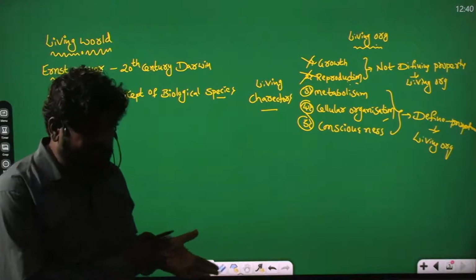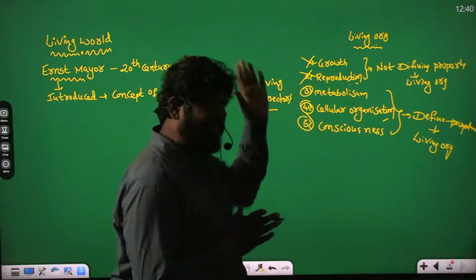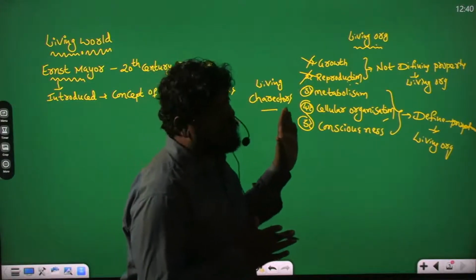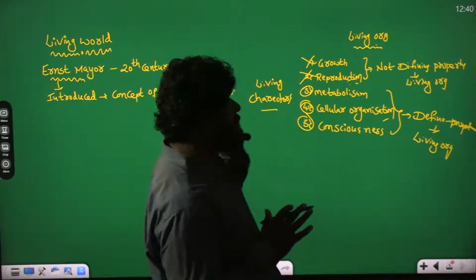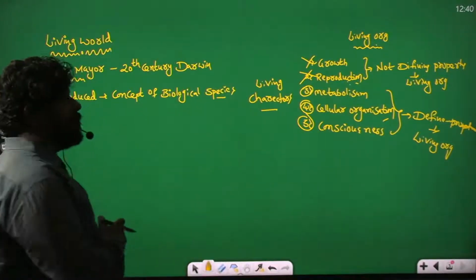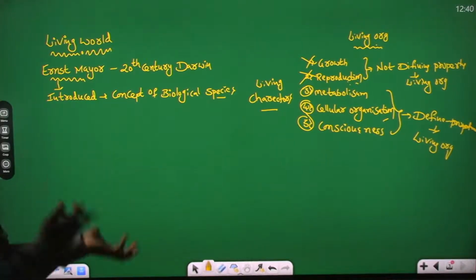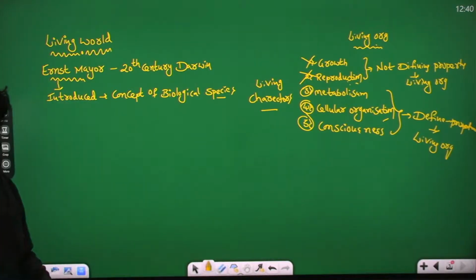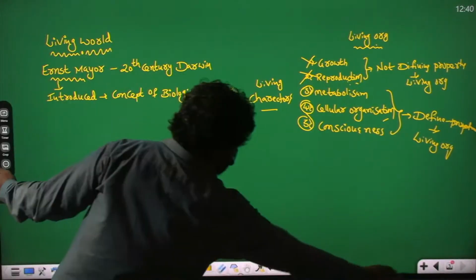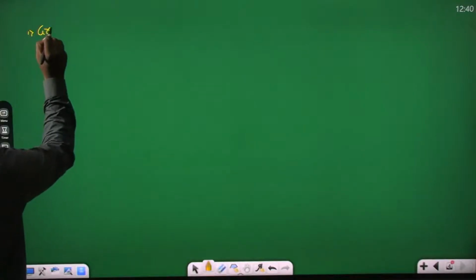But all are characters of living organisms. Listen, the concept is very important. These 5 are the characters of living organisms, but to define the living organism, we do not use the terms growth and reproduction, we use only metabolism, cellular organization and consciousness. One by one we will discuss why growth and reproduction are not defining properties. Then only you will get an idea. Okay. So first, what starts? Growth. The first character of living: growth.